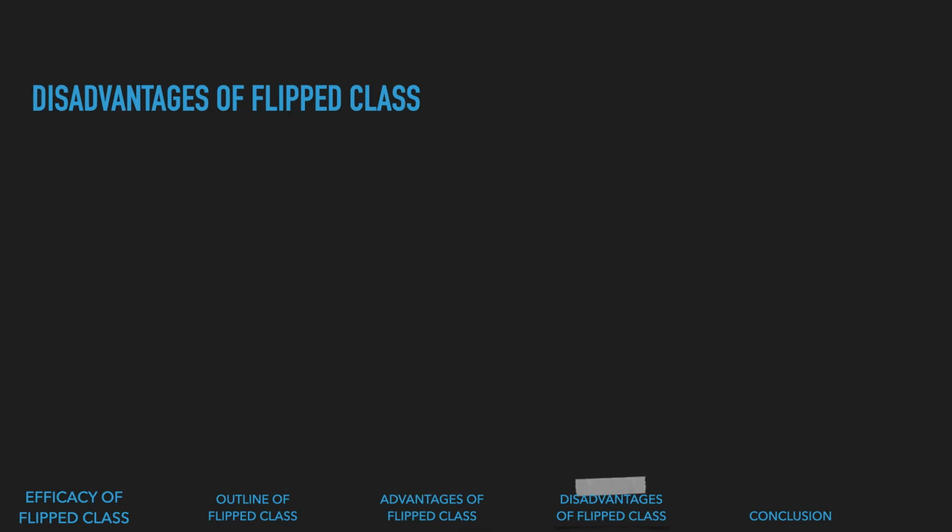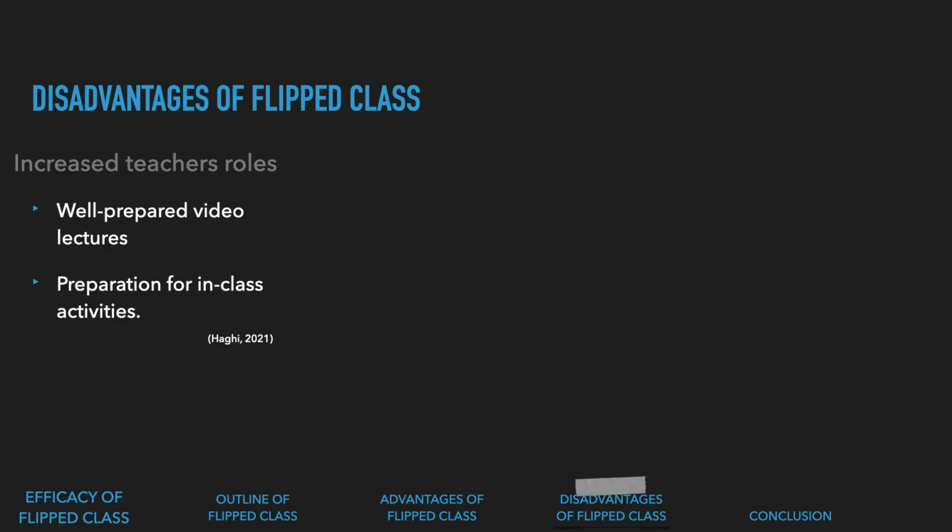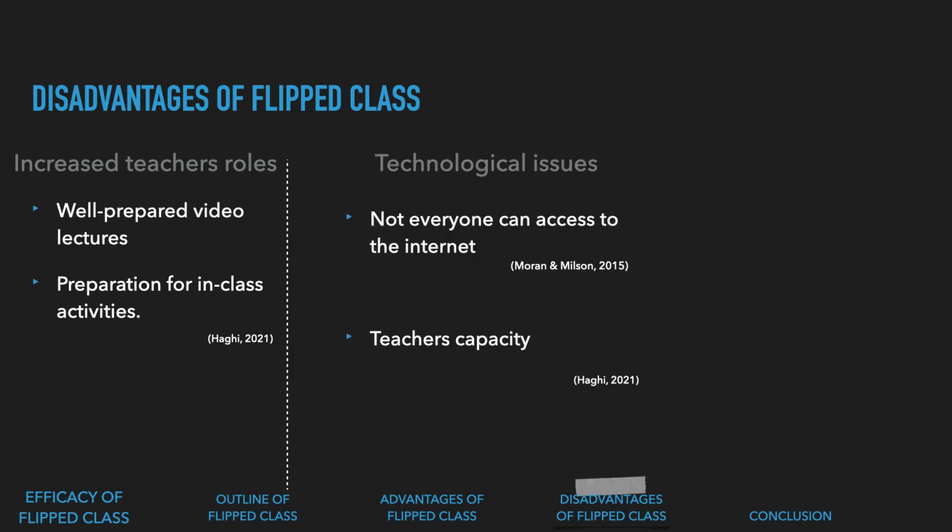Although there are many good advantages in this approach, there are some disadvantages as well. Firstly, teachers have to work more. In addition to preparing for the class activities, teachers also have to make the video lectures, which is added to this new flipped classroom. Secondly, there are some technological issues such as lack of internet access and also teachers' skills to use technology.